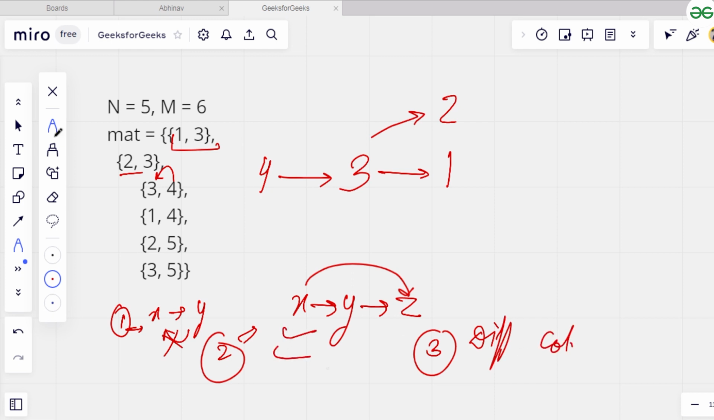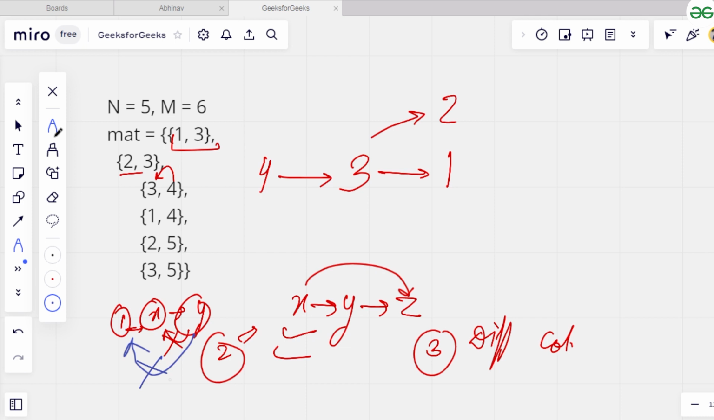This particular property: if x is admiring y, and y is admiring z, then x is also admiring z. And the third thing is that if x is admiring y, then it is not necessary that y is also admiring x. It is not necessary. These were the three properties which are given to us in the problem statement.